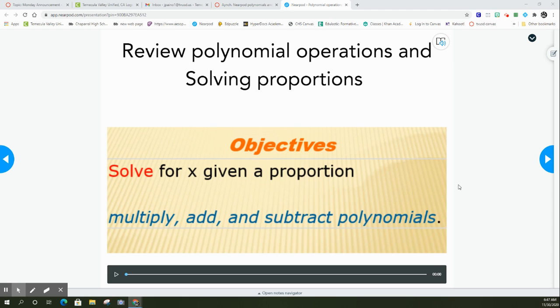All right, so this is the Nearpod activity for Monday the 30th. We're going to be reviewing polynomial operations and solving proportions. So if you want to listen to the instructions, just hit play right there on your Nearpod.